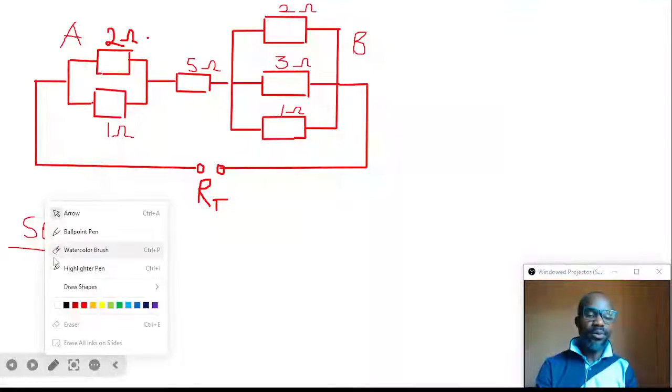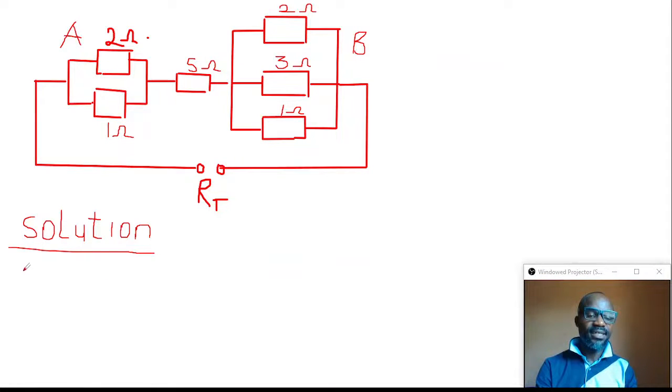We pick our ball pen once again and then we start section A. All right. In this network of resistors connected in both parallel and series arrangements, we are expected to calculate the total resistance in the entire circuit.